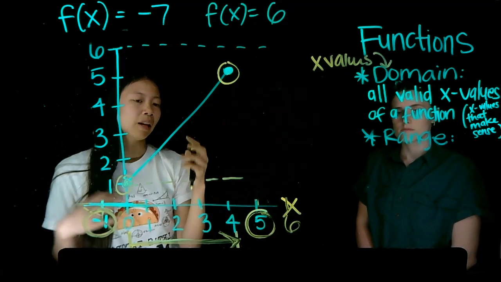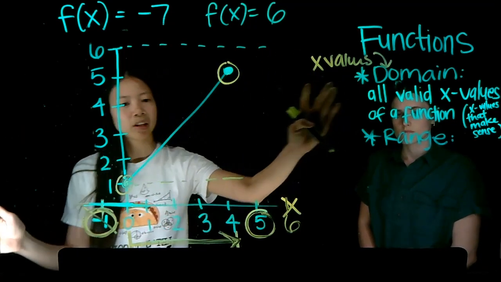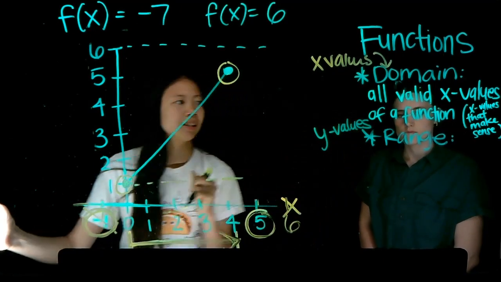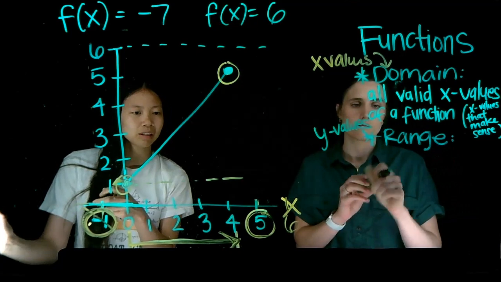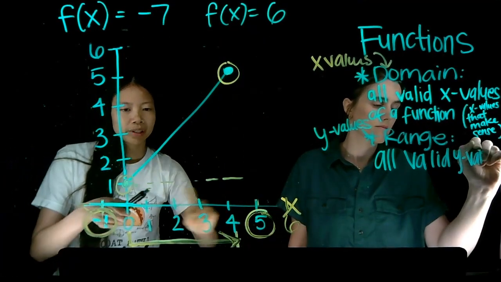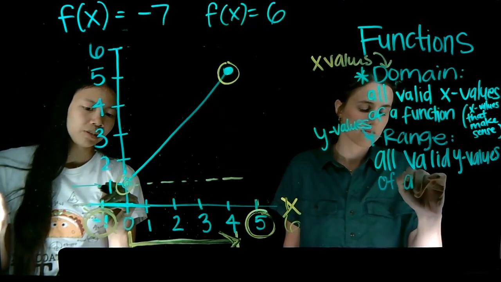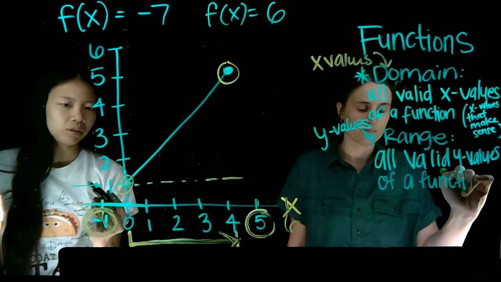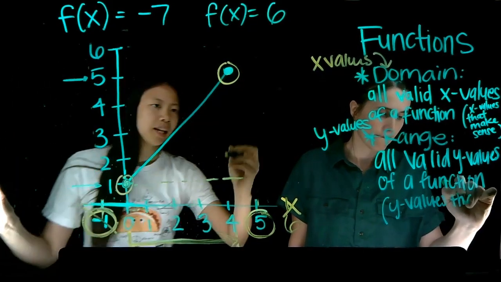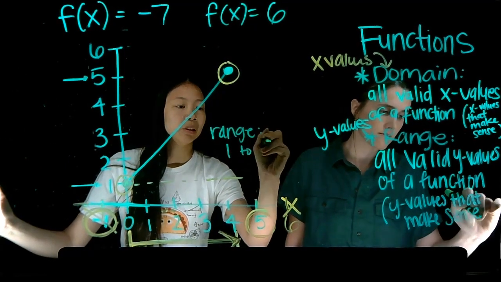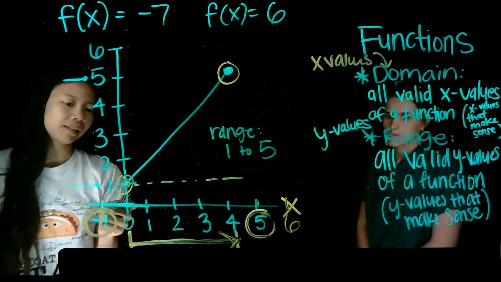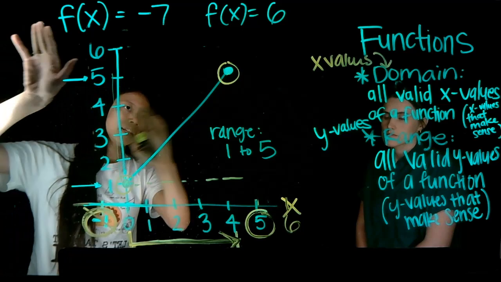And so just like Emma was showing us with domain, we can restrict our x values. We can also restrict our y values. And that is what the range is. The range is the set of all valid y values in the function, or the y values that make sense. So in this case, our lowest y value is here at 1. So we're starting here at 1 and it goes all the way up and stops right here at 5. So we would say our range in this case is from 1 to 5. We will learn later how to write this in a more mathematical way, but this lets us know that my outputs exist from 1 up to 5 and anything outside of that doesn't exist.